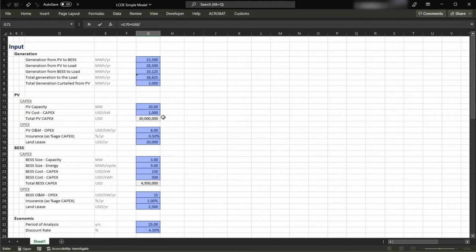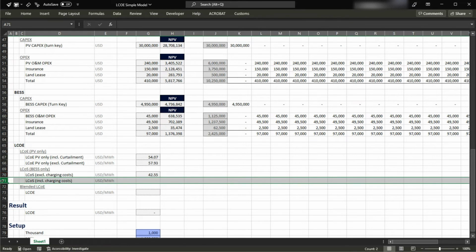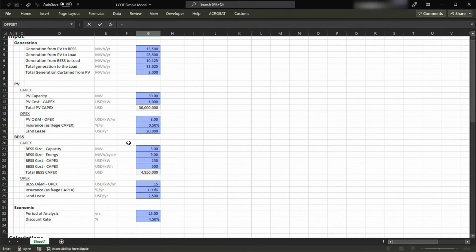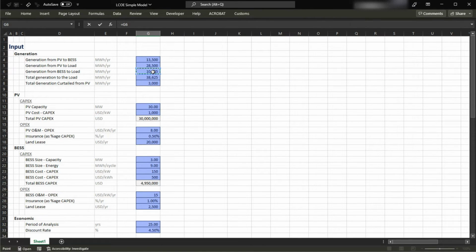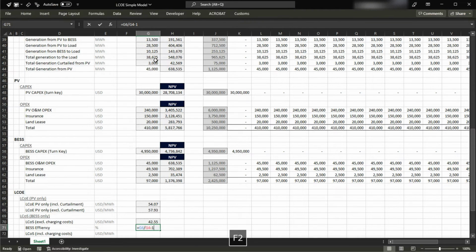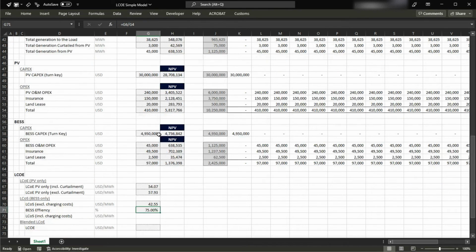It is 75, right? So I'm going to calculate the efficiency first. Okay, so I'm going to put here the BESS efficiency, and it's going to be a percent. And what is that? This is going to equal this divided by this. Sorry, I don't need the minus 1. This is the efficiency, right? So we're going to put a percentage here.